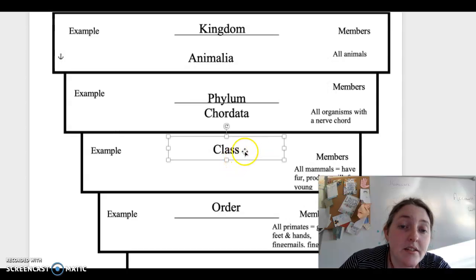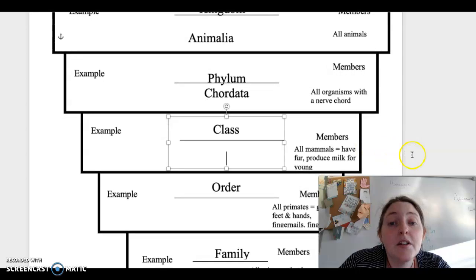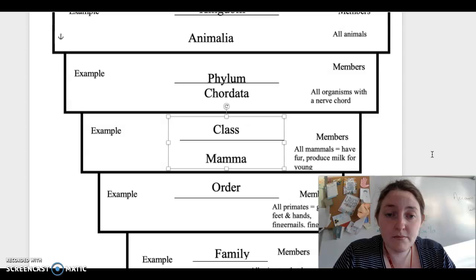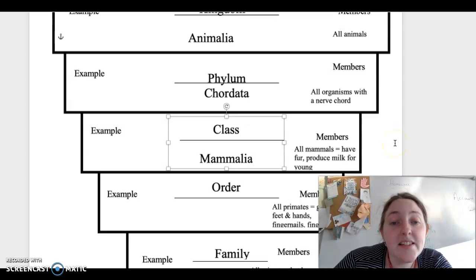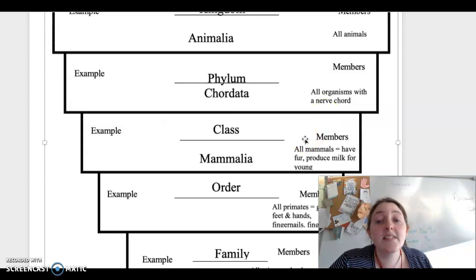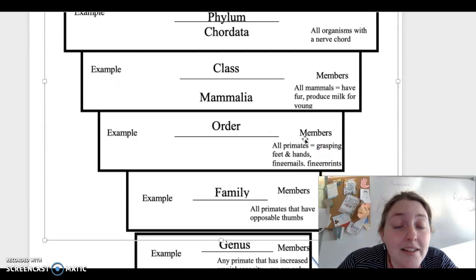Our next level down is class. Our class name means all mammals that have fur and produce milk for their young. So our class name is Mammalia. So that's the name of our class. We're getting even more specific. So we've taken out fish, birds, reptiles, amphibians, anything that would not be considered a mammal. As we go down this list from kingdom to species, we become more and more specific.